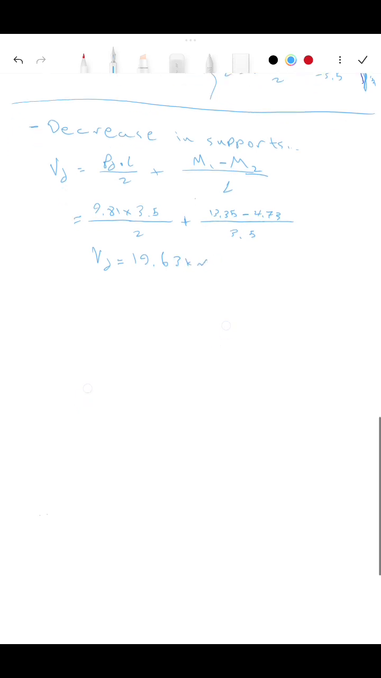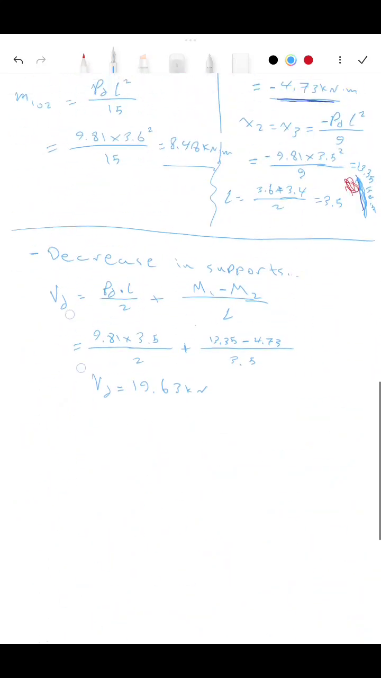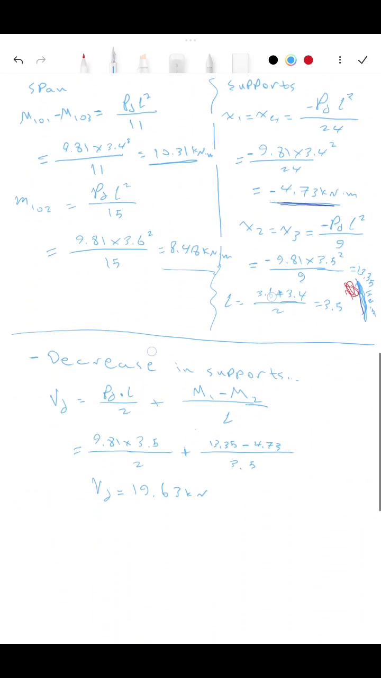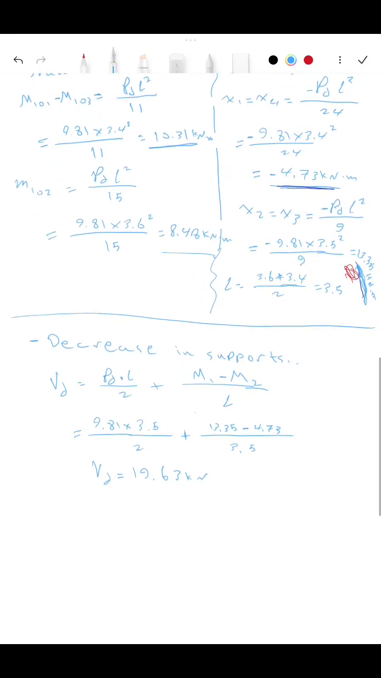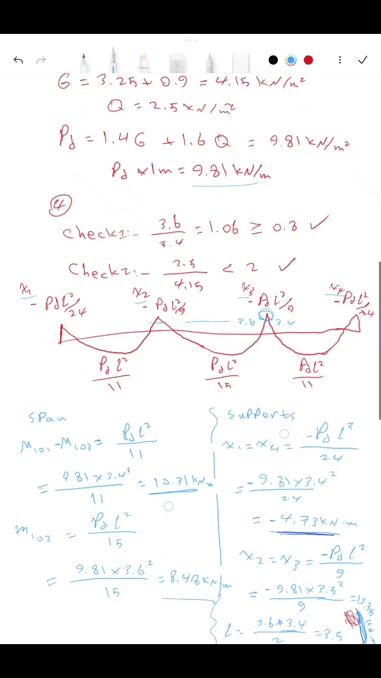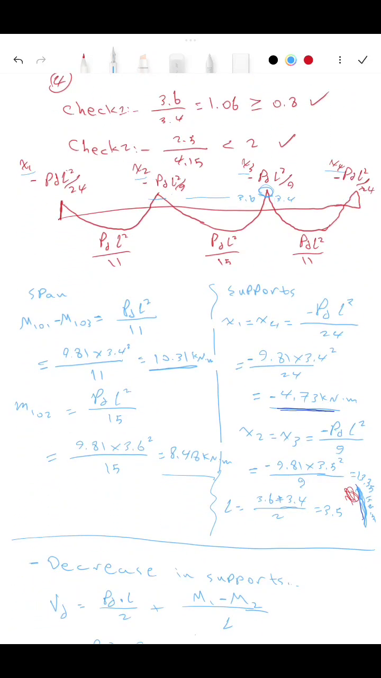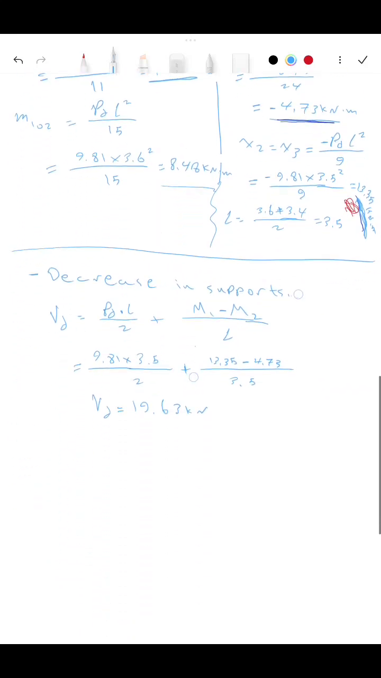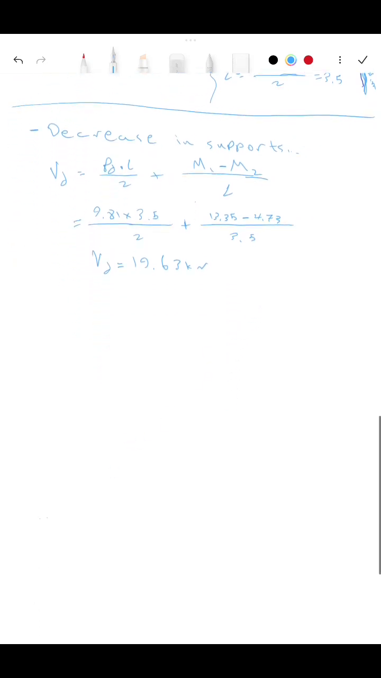After that, we will calculate the delta M. There is no need to calculate the VD for both supports. We found the decrease for x2 and x3, but when we repeat this for the other support, we will have exactly the same values, because we compare the same 13.35 minus 4.73, so no need to do it again. After that, we will calculate the delta M.